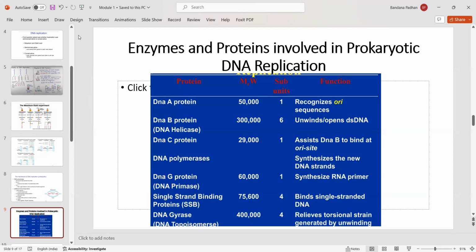Another enzyme is DNA gyrase or DNA topoisomerase. DNA topoisomerases are of 2 types, topoisomerase 1 and topoisomerase 2. These topoisomerases are relaxing enzymes. That means when the helicase activity is there, there will be supercoiling of DNA in the downstream and upstream region of the DNA. So this supercoiling will be relaxed, the strain will be relieved, by topoisomerase 1 and topoisomerase 2.